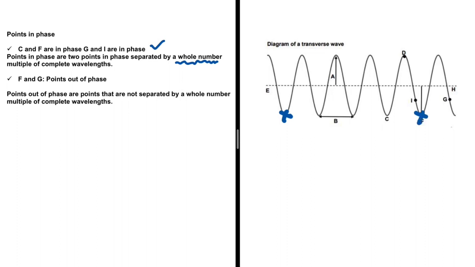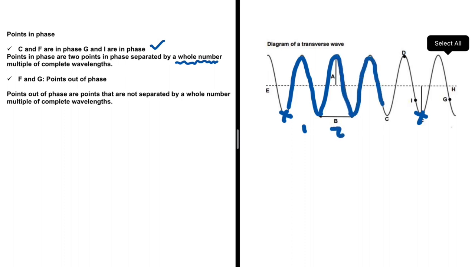Between them, there's a whole number multiple of wavelengths. Let's go ahead and prove that. So this is going to be 1 wavelength. We have 2, 3, and 4. So between those 2 points, there's a whole number multiple of complete wavelengths. So we say that they are in phase because of that.